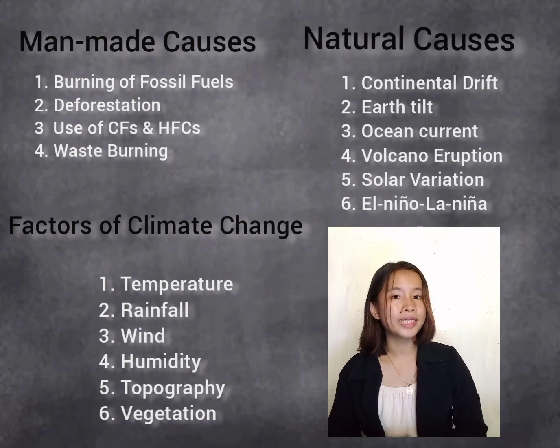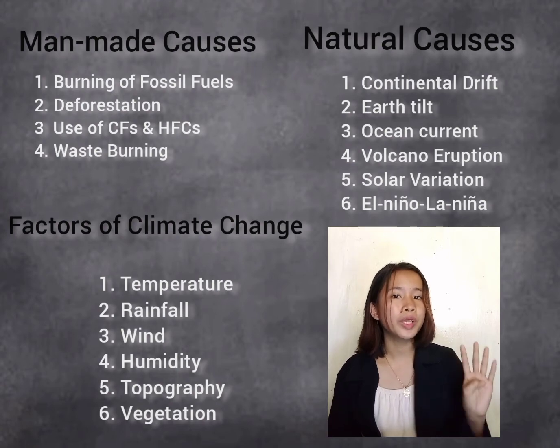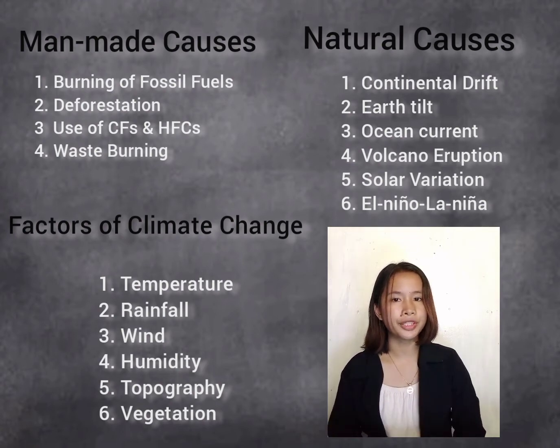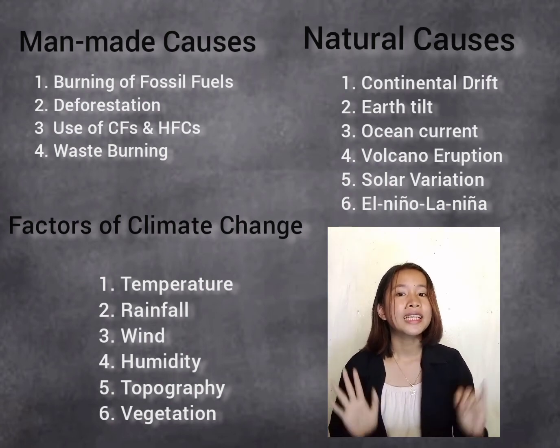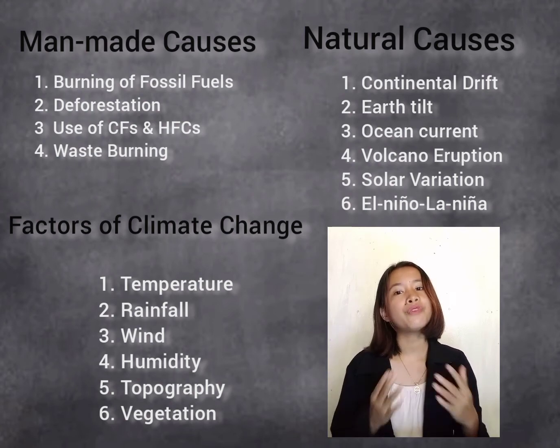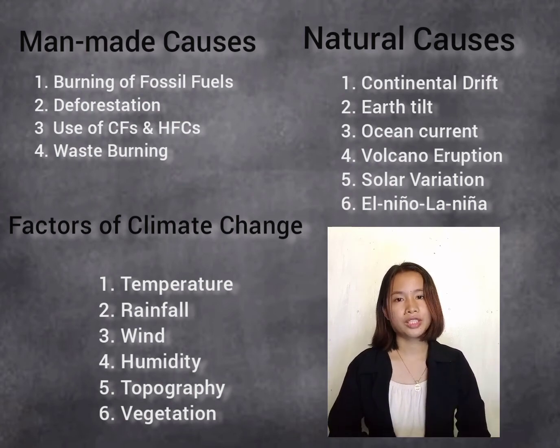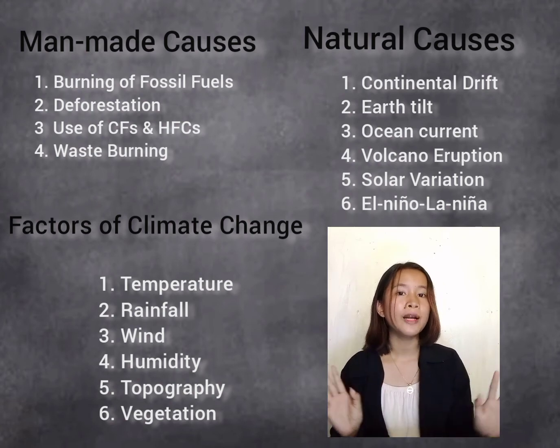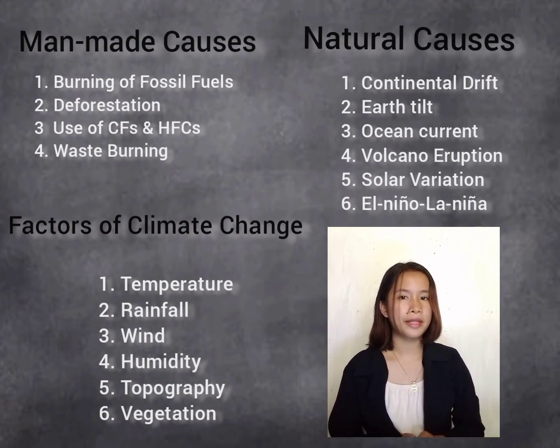The second one is the Earth's tilt. The third one is ocean currents. The fourth one is volcanic eruptions. The fifth one is solar variation. And the sixth one is El Nino and La Nina. So, let's proceed to factors of climate change.